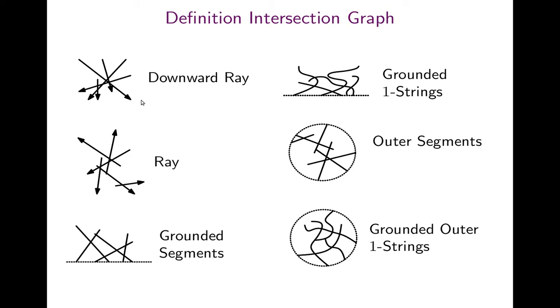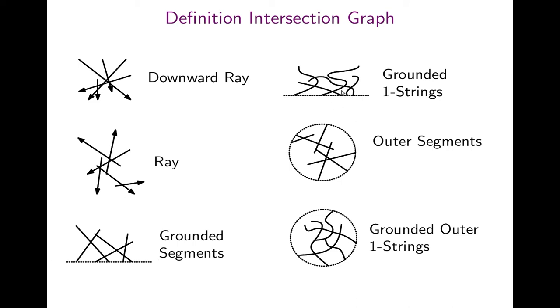Okay, so this is a common theme, and this is because all these objects have this similarity. The proof will work somehow for all of those. This is a nice thing. So let me now introduce the objects that we have. The downward rays are rays which go down. Rays are just rays. Grounded segments are segments which are all above some common grounding line.